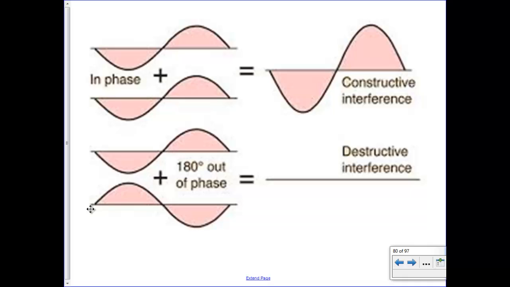Whereas if this one's like this and this one's like this, they cancel each other out. You get a black spot on the wall. You don't see anything at all. Does that work?